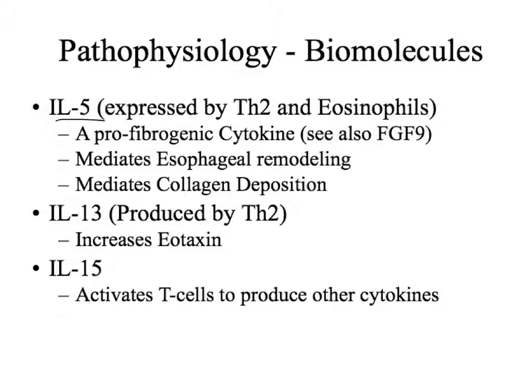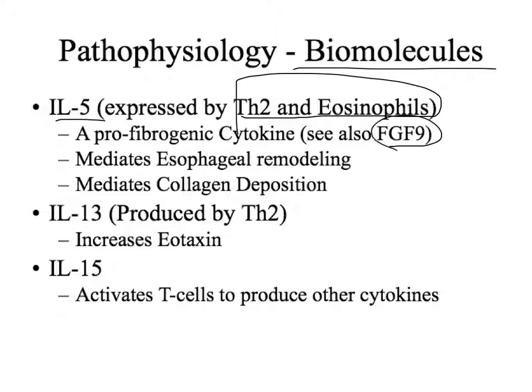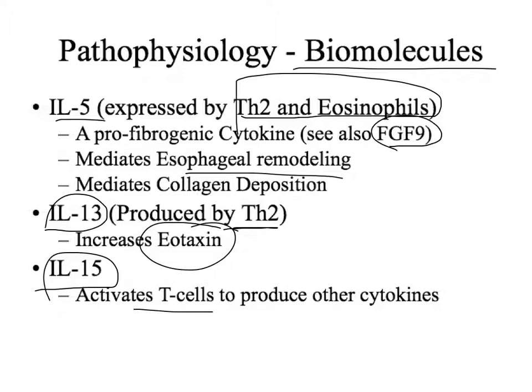So I already mentioned IL-5, but I'm going to go through all of the biomolecules one by one. It's expressed by two different cell types, and it's a profibrogenic cytokine. So it works with FGF9, which I'll get to in a minute, but it causes some remodeling. IL-13 is produced by the T helper cells, and it causes an increase in the eotaxin that we just talked about. And then IL-15 will activate other T cells to produce more and other cytokines.